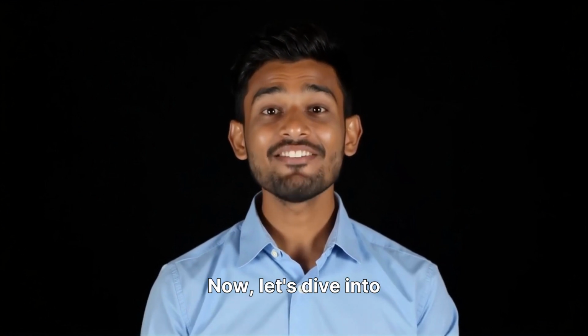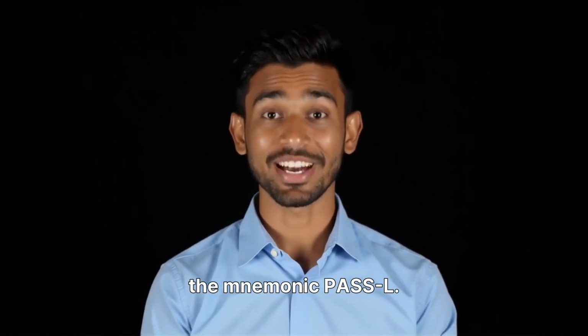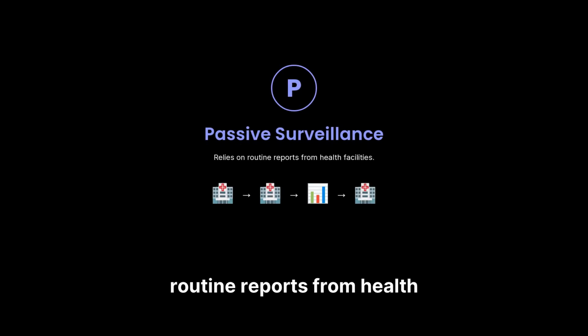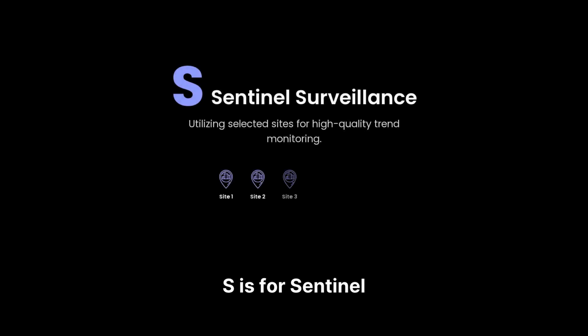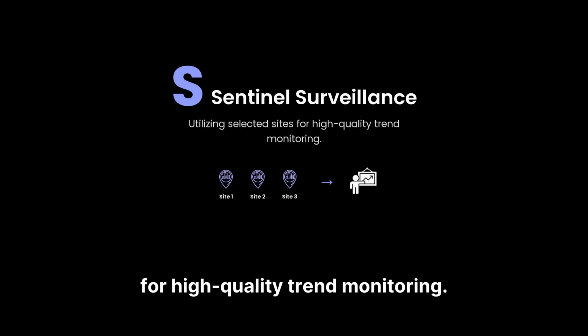Now, let's dive into the big buckets of surveillance, easily remembered with the mnemonic PASSEL. P stands for passive surveillance, which relies on routine reports from health facilities. A is for active surveillance, where health staff actively seek out cases. S is for Sentinel surveillance, utilizing selected sites for high-quality trend monitoring.